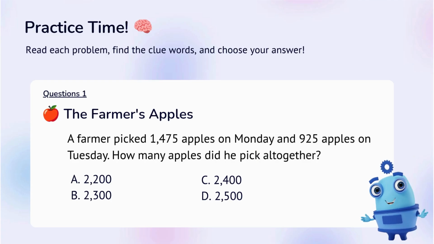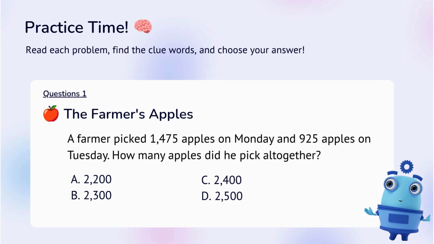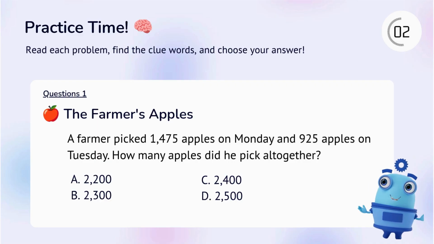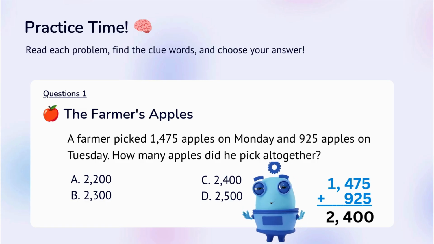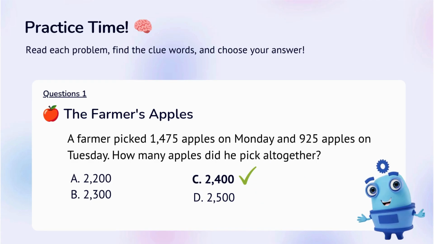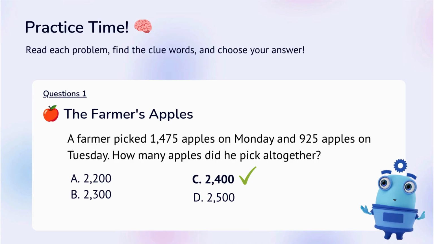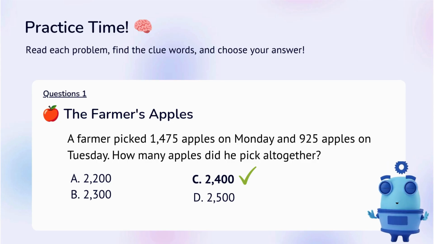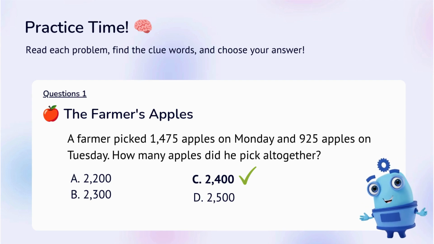So, we add 1,475 plus 925. Let's calculate it together. 1,475 plus 925 equals 2,400. Now, the correct answer is C, 2,400. So, the farmer picked 2,400 apples altogether. Remember, whenever you see clue words such as altogether, in total, or sum, they usually tell you to use addition. Excellent work! Let's move on to the next practice question.